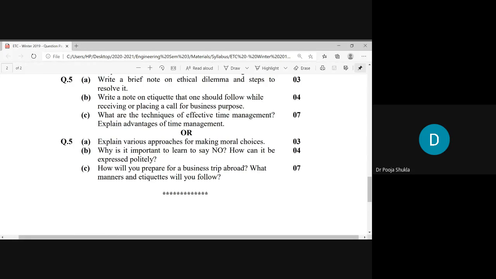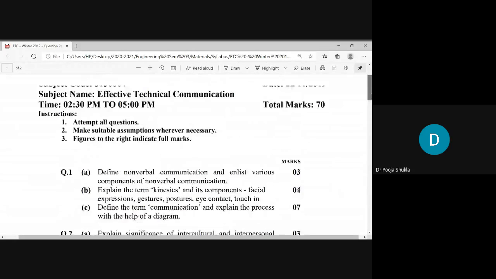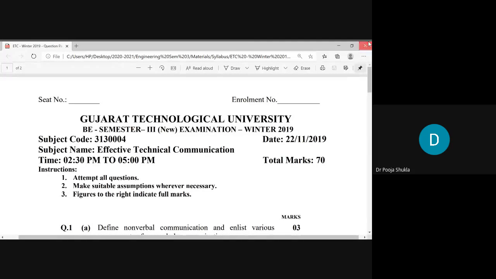Keep yourself updated with the local happenings. Be careful how you handle social media. Also, do not forget to bring back souvenirs for your colleagues back at home. Right. So with this, this was last year's winter 2019, November 2019 paper that we have had. Now, if you are having any kind of doubt, you're supposed to solve doubts.